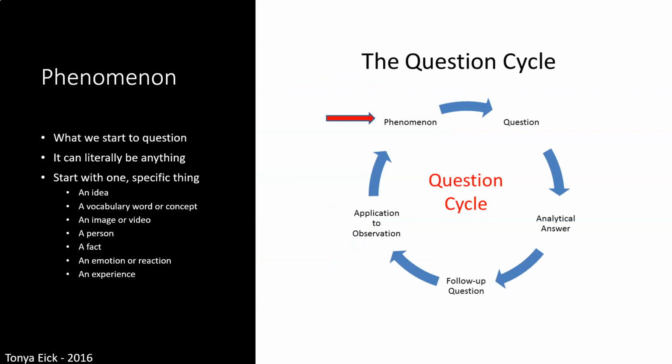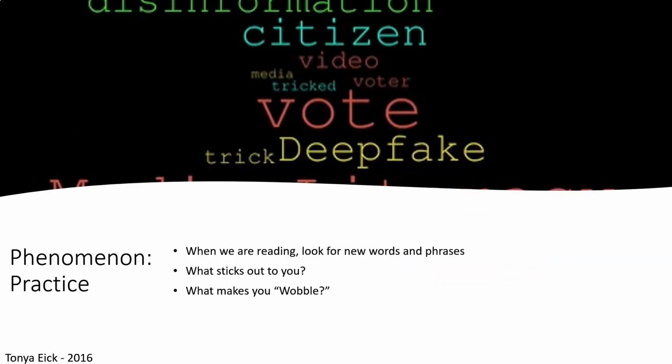So now, let's think about specifically that phenomenon. With a phenomenon, it's what we start to question. So it can literally be anything. It can start with an idea, a vocabulary word or concept, an image or a video, a person, a fact, an emotion or a reaction, or an experience. So take, for example, in our reading, if we're looking for new words or phrases, we want to think about the things that stick out to us.